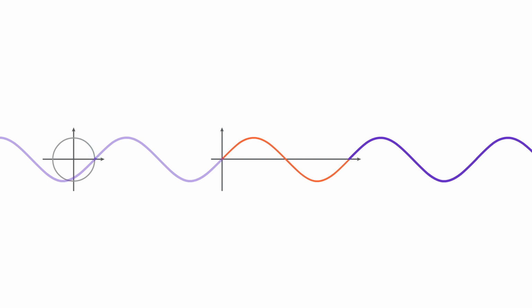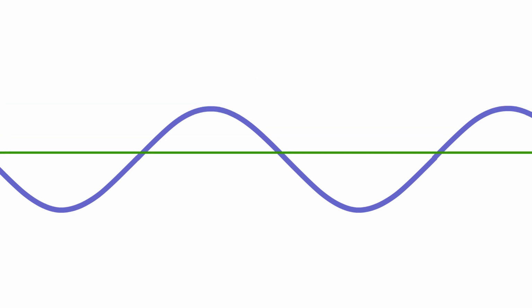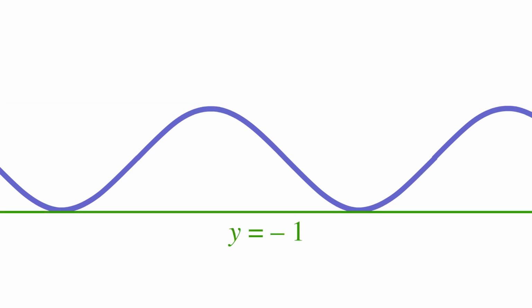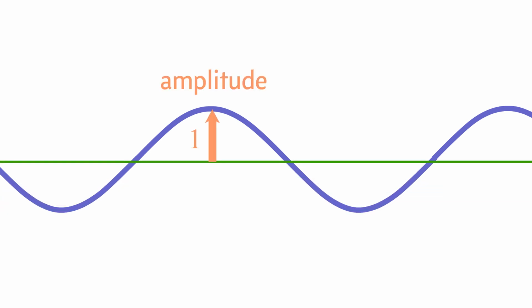Notice that although the complete graph extends infinitely to the left and right, the y values always stay between negative 1 and 1. This is because they correspond to coordinates from the unit circle, and the unit circle never extends beyond 1 or negative 1. We say that the amplitude of the wave is 1, which is measured from the vertical center of the wave to either the highest or lowest points.